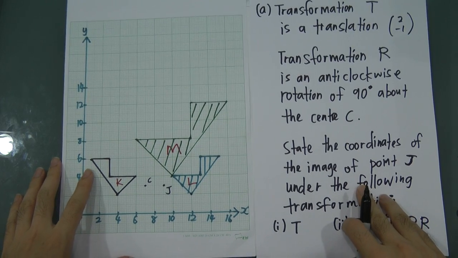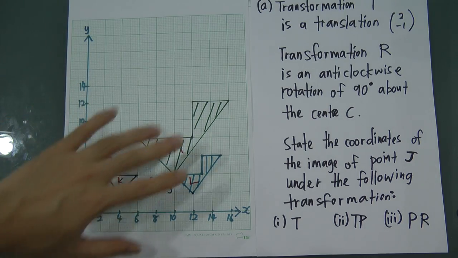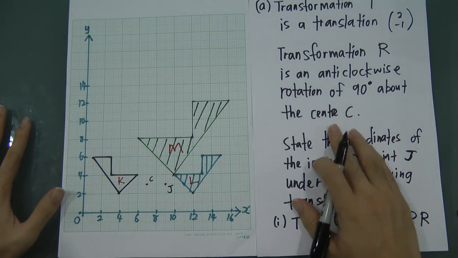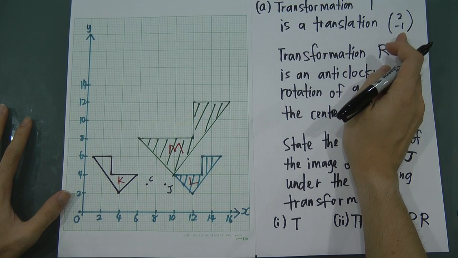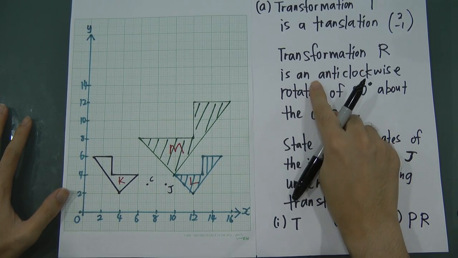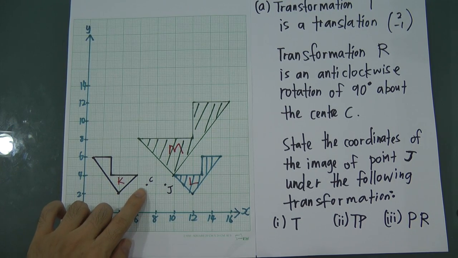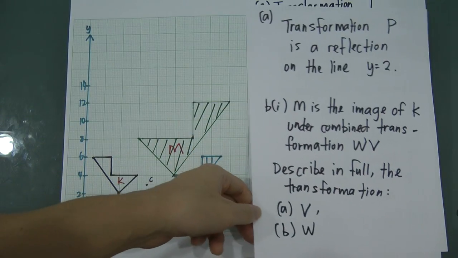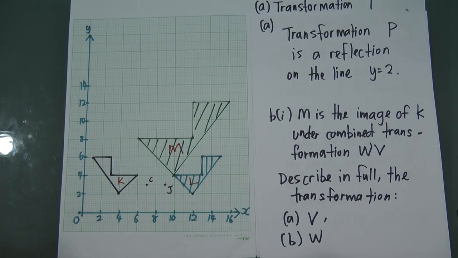Okay, actually this question is quite simple, and I chose a simple question to help you understand the way of solving this kind of question. Alright, so first you will see a graph over here. Actually, I drew this according to the diagram. Then part A says a transformation T is a translation of (2, -1), and R is an anti-clockwise rotation of 90 degrees about the center C. So it has the center C over here. I was also missing some information, so I wrote it again. Then it gives P, which is the reflection on the line y = 2.